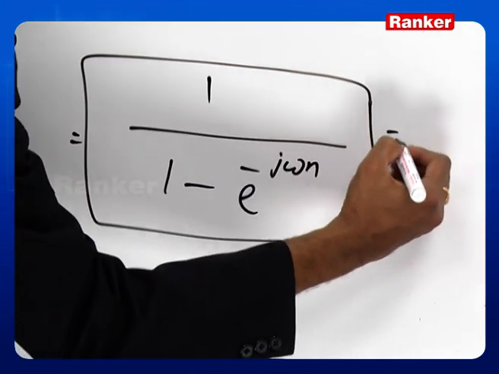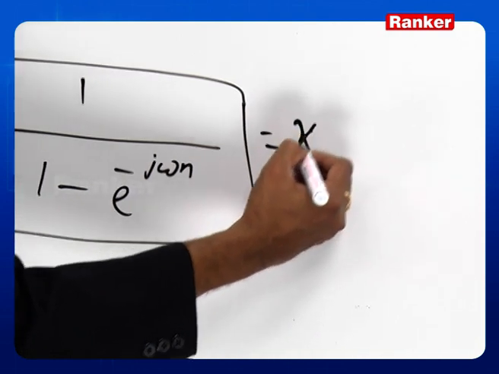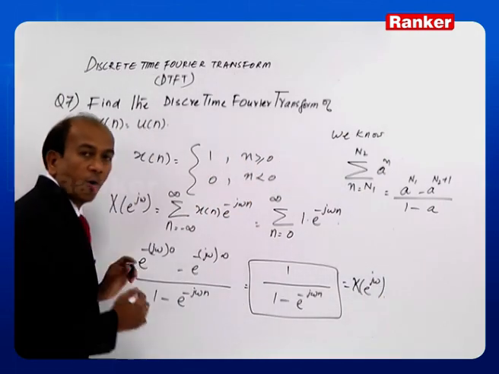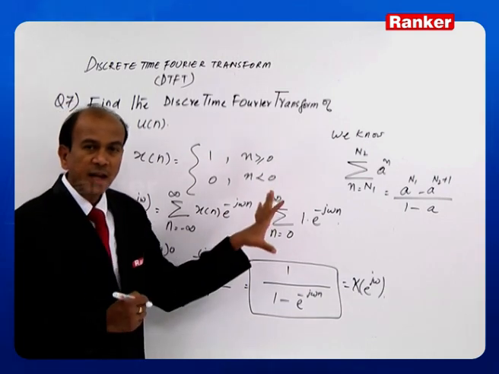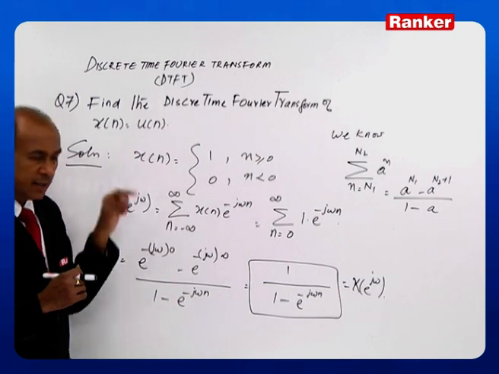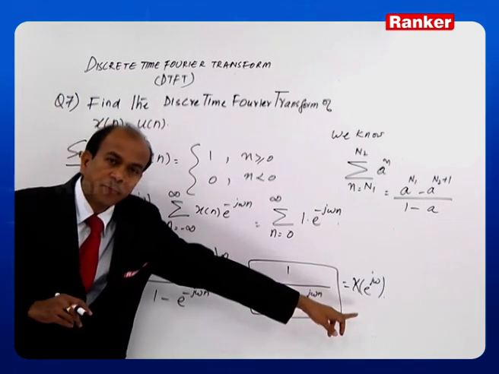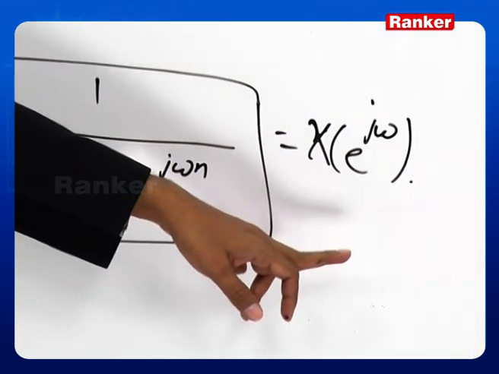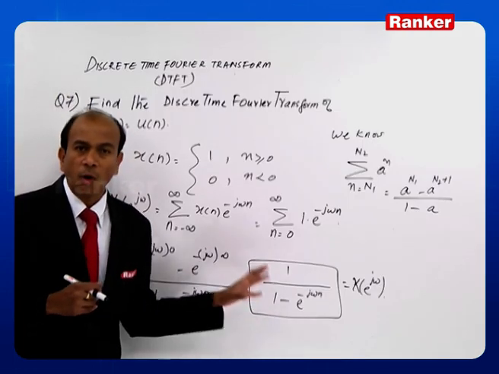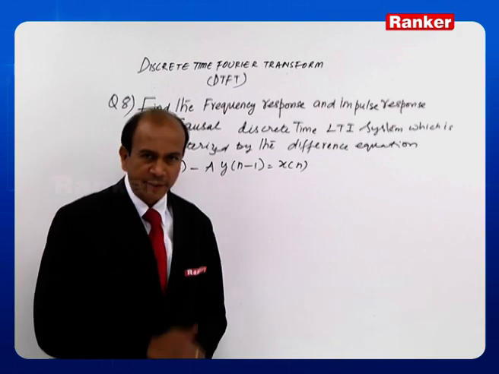This is my X of e to the power of j omega. So, that means for any u of n given like this, the discrete time Fourier transform of such a function is given by 1 by 1 minus e to the power of minus j omega. Let us see question number 8.